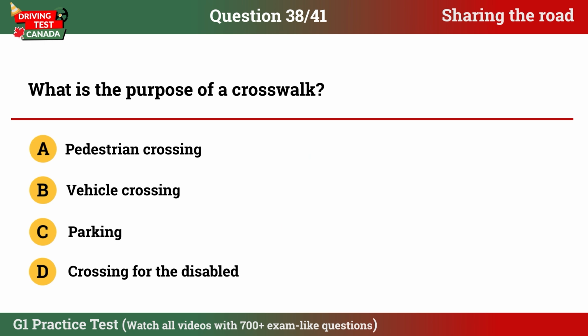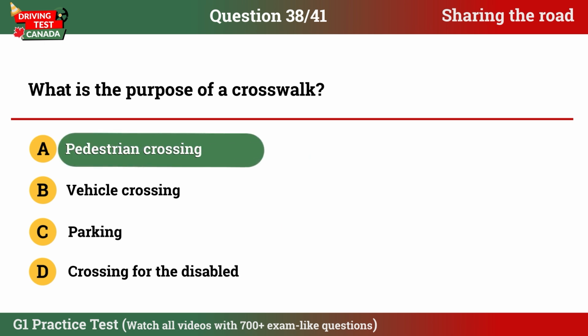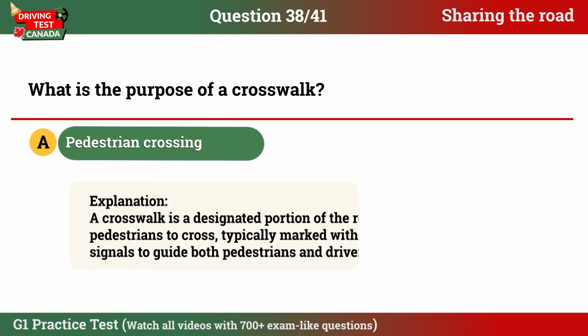The correct answer is A. Pedestrian crossing. Explanation. A crosswalk is a designated portion of the roadway for pedestrians to cross, typically marked with lines, signs, or other signals to guide both pedestrians and drivers.